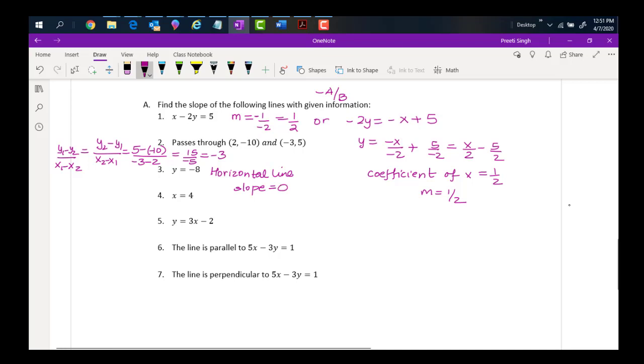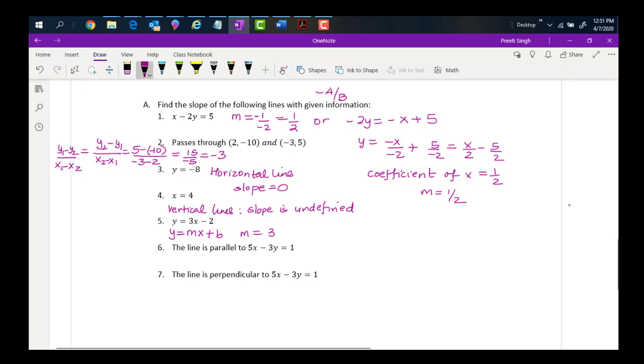Now the next one is a vertical line, x equals 4. For vertical lines, they are steep, very steep. So vertical lines, you cannot find the slope. So slope is undefined. The next one is y equals 3x minus 2. It's already written in the form of y equals mx plus b. So in this case, your m is 3.